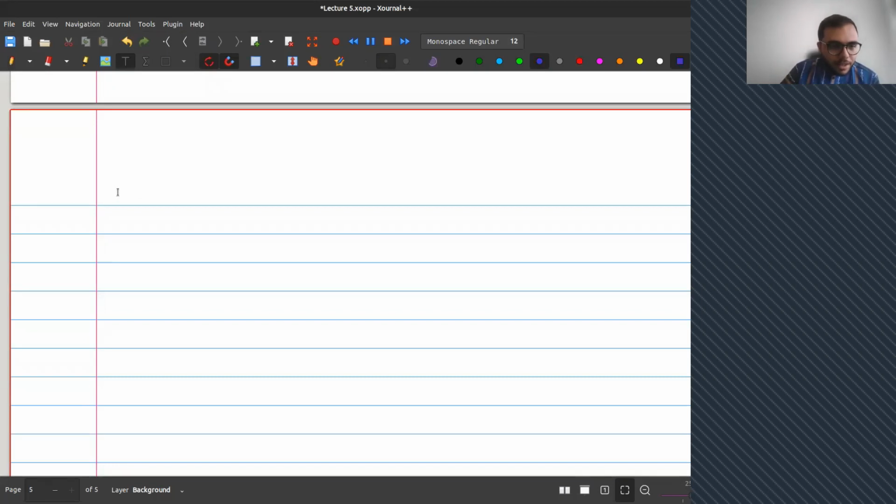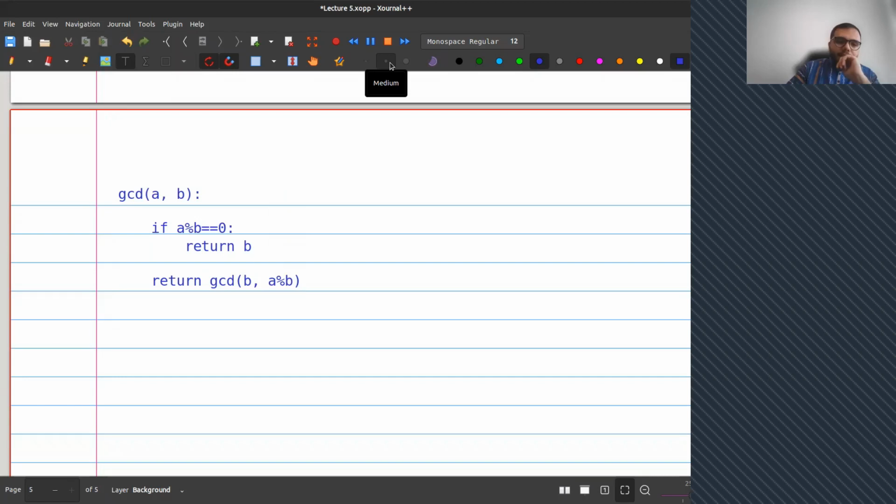Basically, let me try to write some pseudocode. I want to compute the GCD of A and B, okay? I first say if A is itself a multiple of B, then just return B, right? Because of course, if A is a multiple of B, then their greatest common divisor is going to be B. Otherwise, I would return the greatest common divisor of B and A mod B, right? This is the Euclidean algorithm.